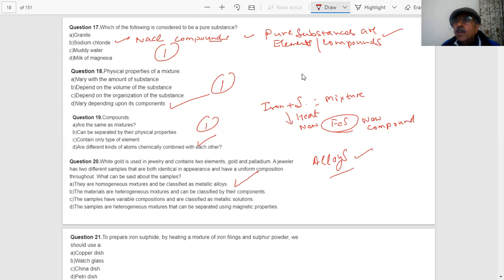Even in gold, you are mixing copper, student. 24 karat gold is pure and cannot be used for jewelry making, so they have to mix in copper. That is the correct answer, students. They are metallic alloys. Get one full mark for that, students.